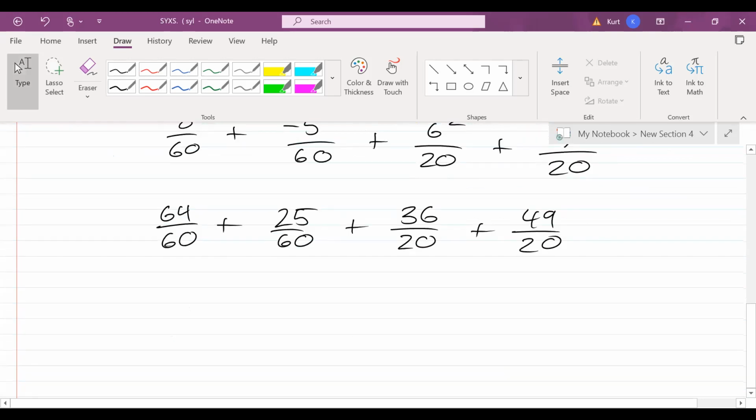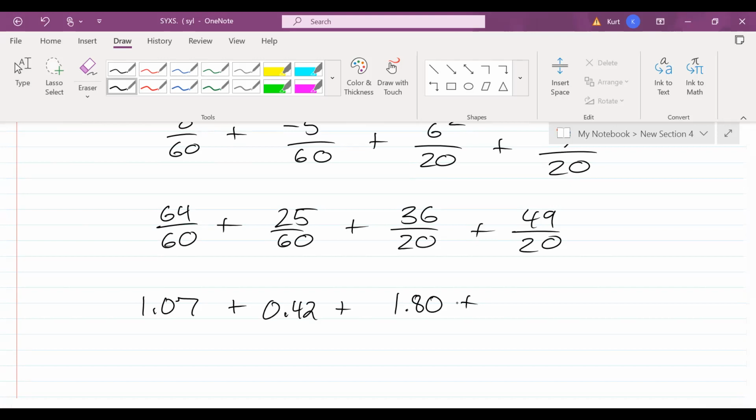Then I'm going to need my calculator for this one. 64 divided by 60 is 1.07. I would recommend that you go to the 100th place. 25 divided by 60 is going to be 0.42. 36 divided by 20 is going to be 1.8. And 49 divided by 20 is going to be 2.45.